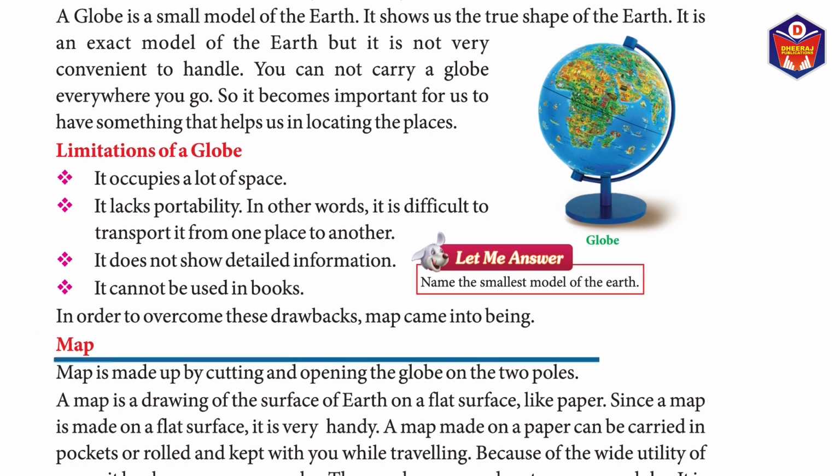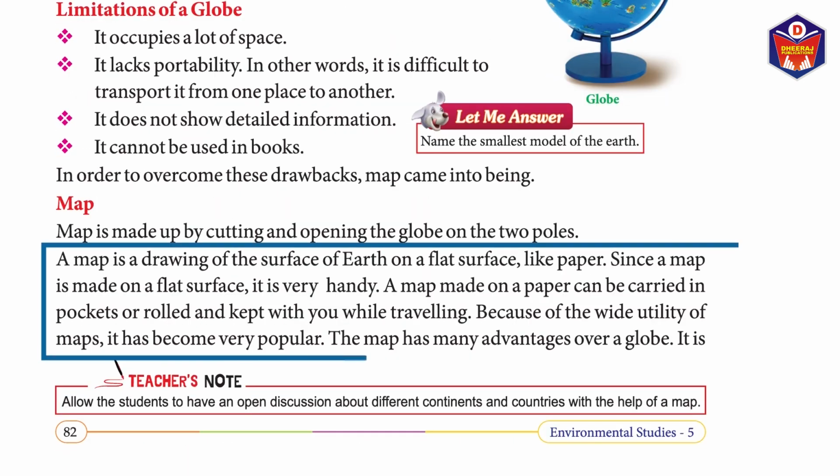Map. A map is made by cutting and opening the globe at the two poles. A map is a drawing of the surface of the Earth on a flat surface, like paper. Since a map is made on a flat surface, it is very handy. A map made on paper can be carried in pockets or rolled and kept with you while traveling. Because of the wide utility of maps, they have become very popular.